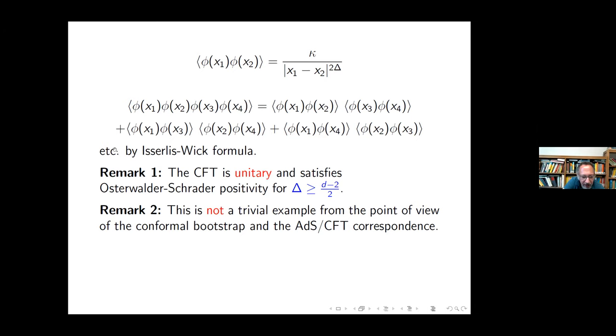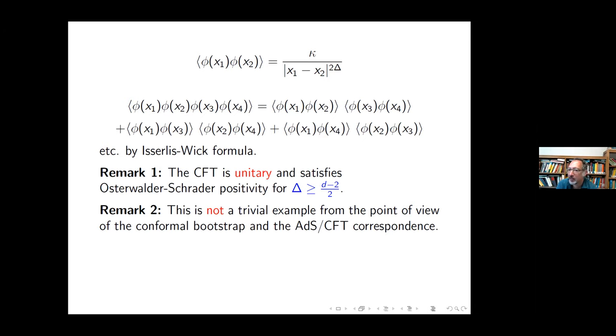Now I would like to make two remarks. The first one is that this example is actually unitary and satisfies Osterwalder-Schrader positivity. It's probably not super well known, but at least when you impose delta bigger than (d minus 2) over 2. So we already have a class of examples, if you take delta between (d minus 2) over 2 and d over 2, d at least 3. Moreover, a second remark is that this example, from the point of view of constructive field theory and axiomatics, is trivial. There is nothing to do. No renormalization, nothing.